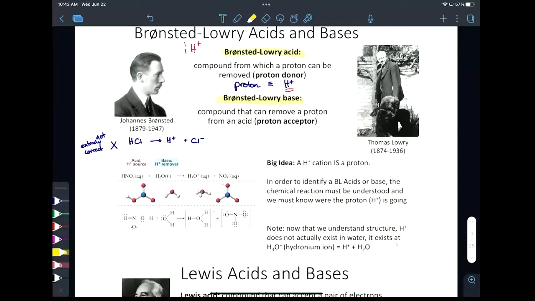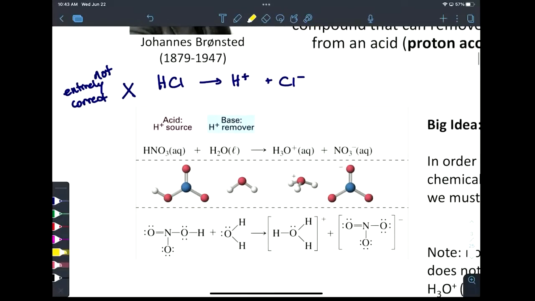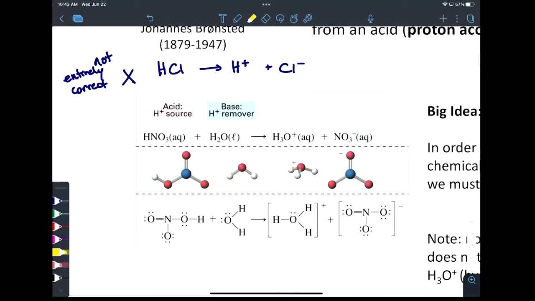So if we think about this in terms of acids and bases, here's the big idea. We need to know where that H+ is going. So here I'm showing you, we have a strong acid, nitric acid. It's a strong acid, so we know that all of those H+ are going to dissociate from those nitrates. If we track what's happening in this reaction, we see that this hydrogen right here is going to get donated and accepted by the neighboring water molecule.